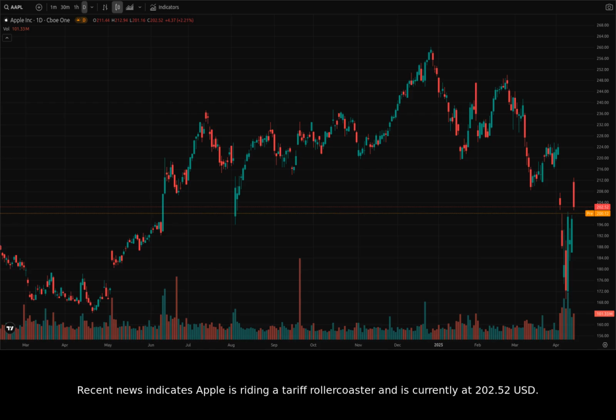Recent news indicates Apple is riding a tariff roller coaster and is currently at $202.52. Analyst opinions are mixed, with price targets varying widely for 2025 and beyond. Some analysts believe AI will drive growth, while others cite concerns about iPhone sales and the impact of tariffs.